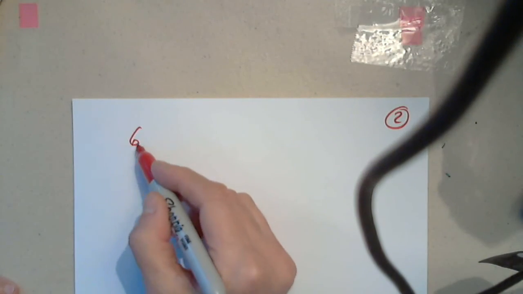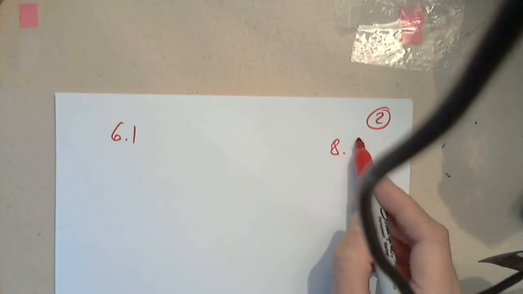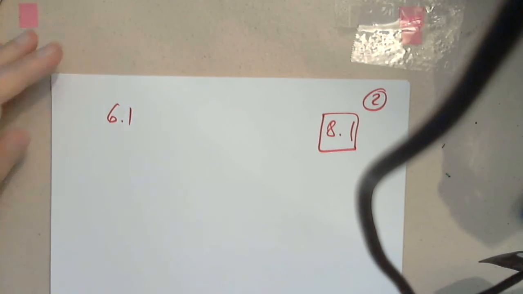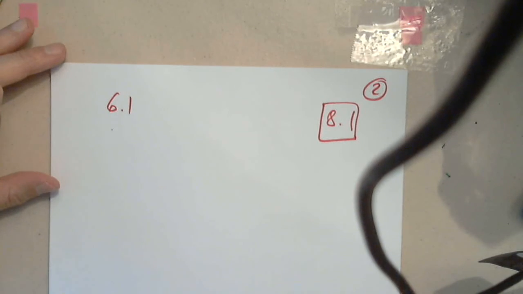Okay, 6.1 then. We have 6.1 and 8.1 left. In 6.1, as I warned you last time, it's going to take me a while to explain step by step solving systems of three linear equations in 3 variables.